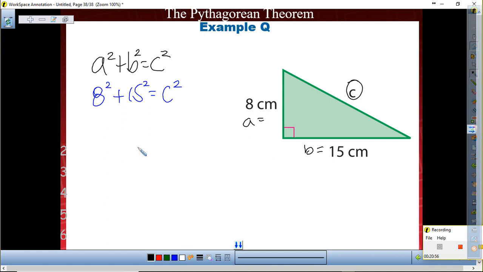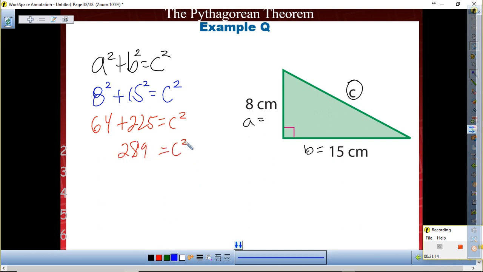Now we simplify and solve, yes? Step 4, here we go. What is 8 squared? 64. What is 15 squared? 225, and C squared. This becomes 289 equals C squared.